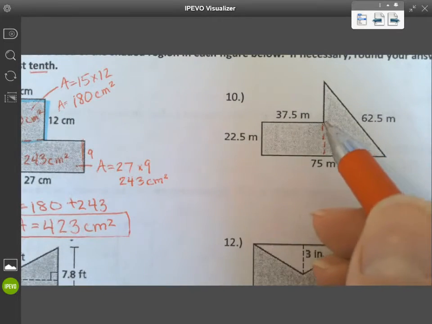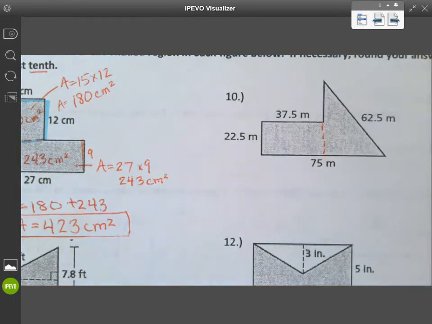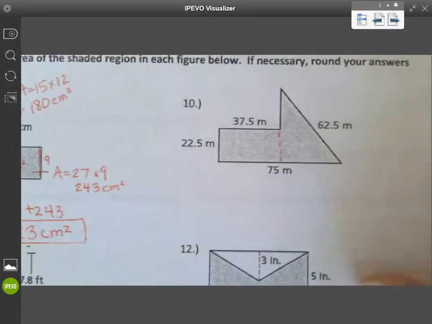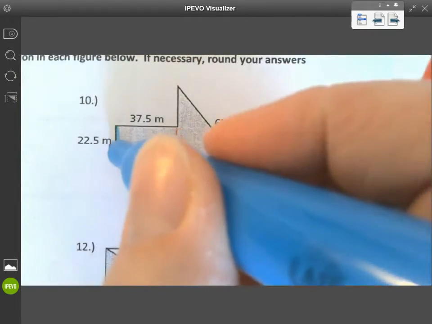If you would have come across this way, again, I would have had a little triangle and then I would have had a trapezoid. So I think this is the easiest way. And no matter how you do it, you're going to have a little extra work to do. So here's the rectangle. That's the easy part.